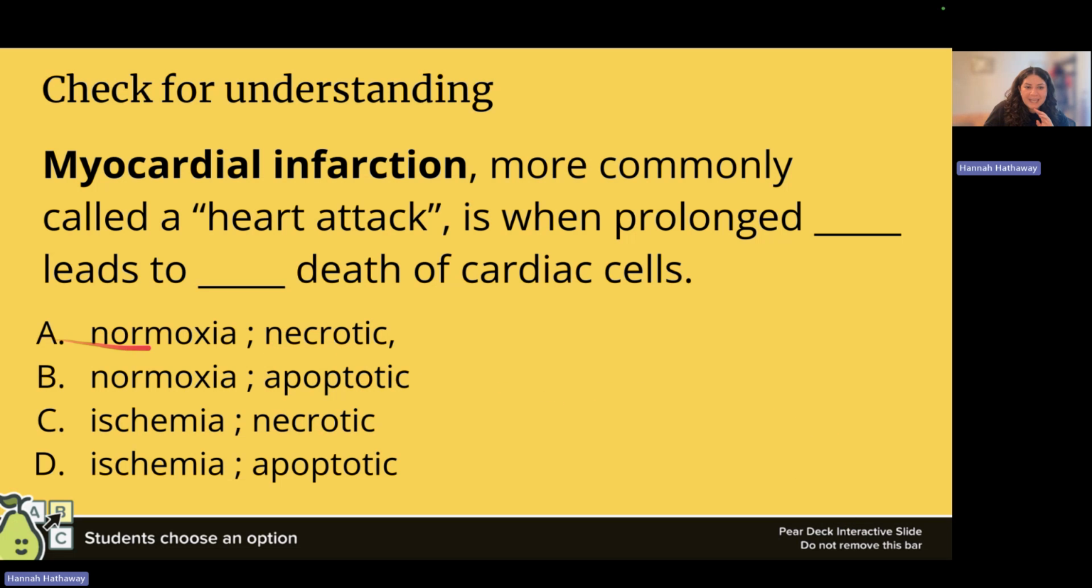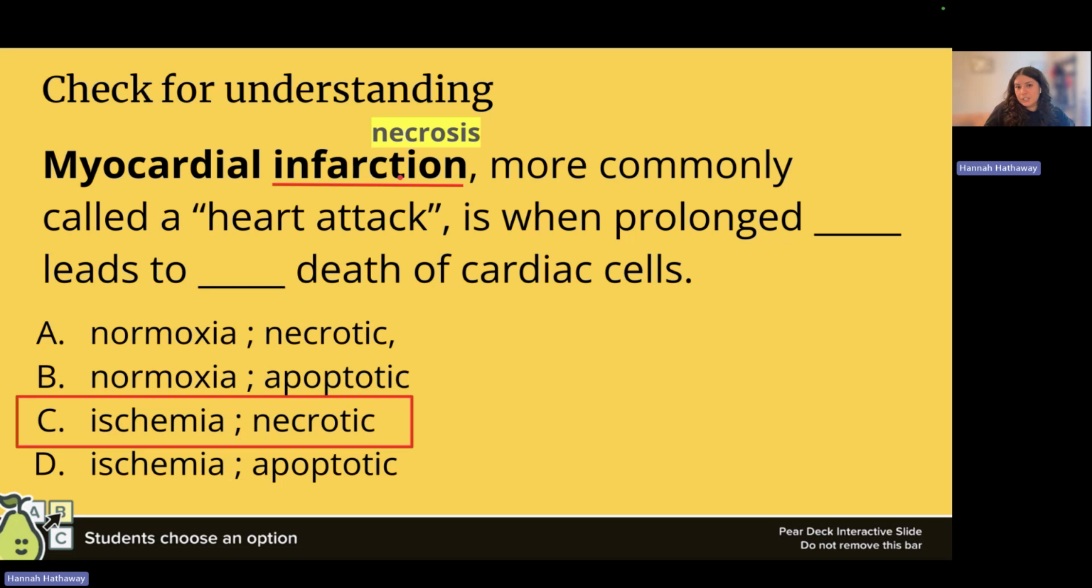So our two options would be A, normoxia, or C, ischemia. Well, normoxia, that sounds like normal oxygen. Ischemia, that's lack of blood flow. So which one is more likely to cause damage and to cause necrosis? Well, that would be ischemia. So once again, ischemia causes necrotic cell death. That is the definition of infarction, a very important vocab term for you to know.